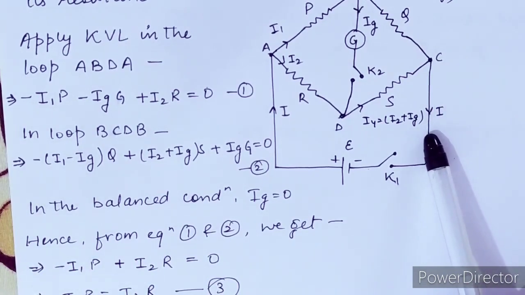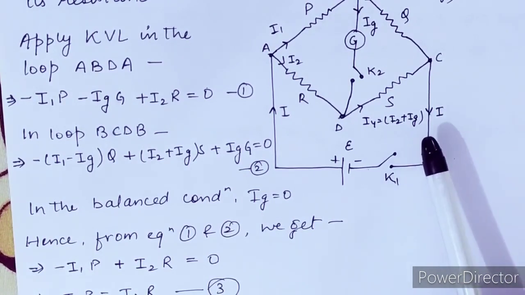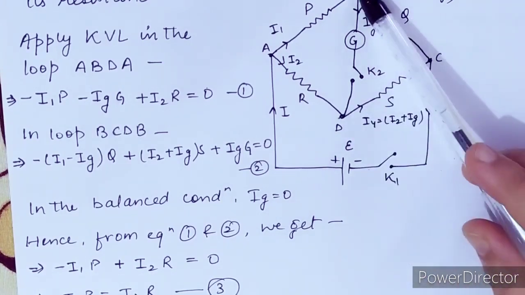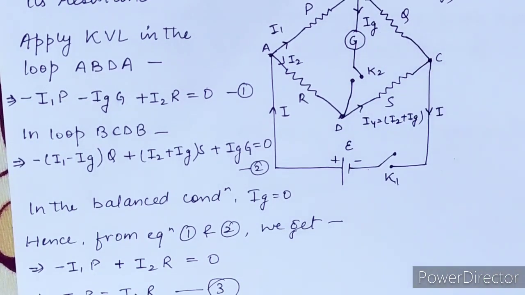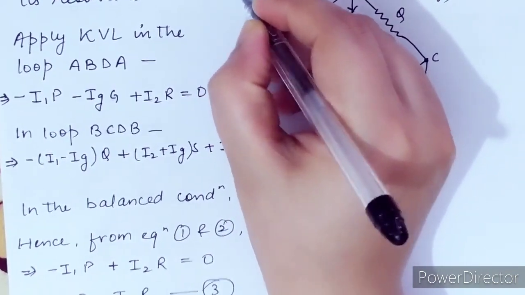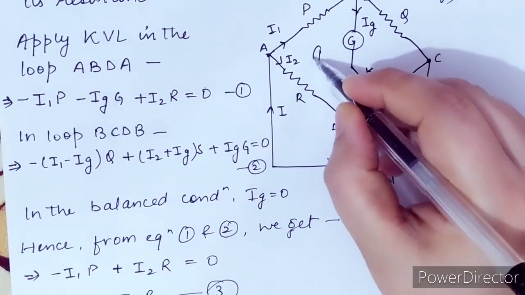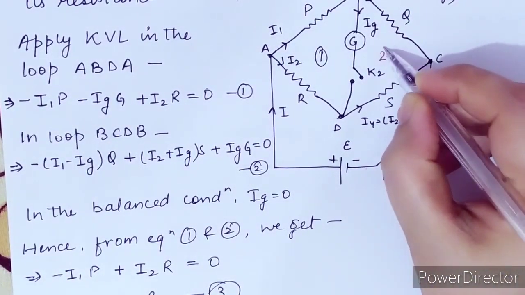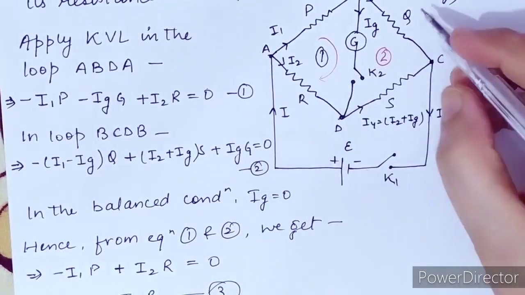Now for today, what do we have to do? We have to apply Kirchhoff's voltage law, KVL. Let the current in the galvanometer be Ig, and take its resistance as G. Here two loops are there: the first one is this, and the second one is this. Now you are applying KVL.